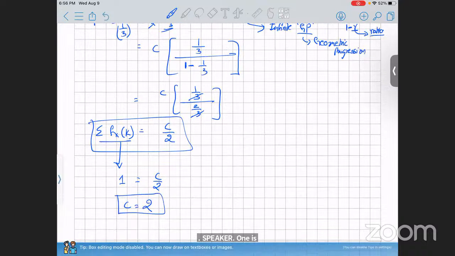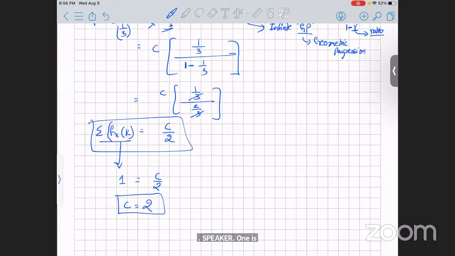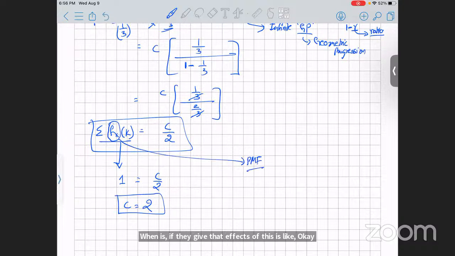When they give fx as a probability mass function, okay, then the sum must be 1. Clear everyone? Should I explain it again?